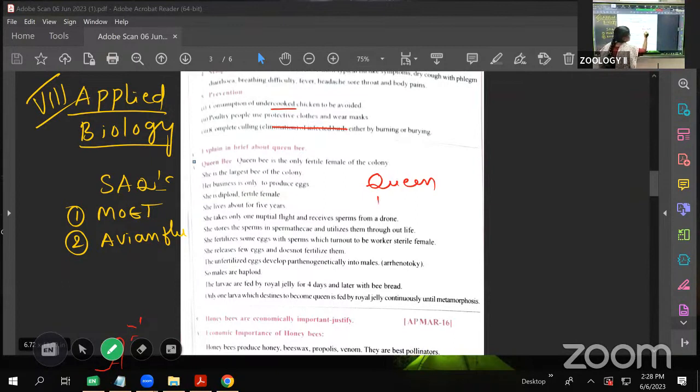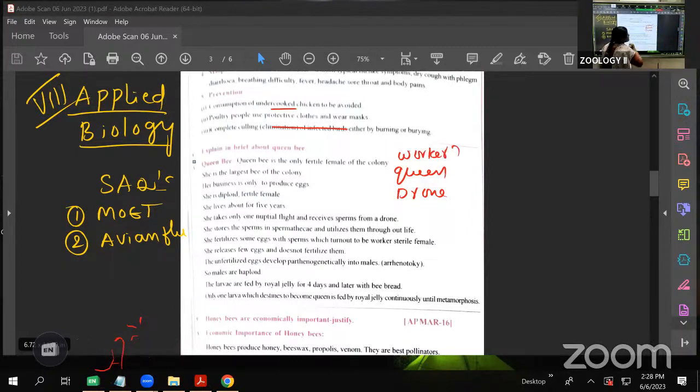The second one is called a drone, and the third one is called a worker. In the bee colony, these bees are present. The worker and the queen, these two, are the females. One is formed from a fertile egg, and the drone is formed from a non-fertile egg. This is the difference between queens and workers.